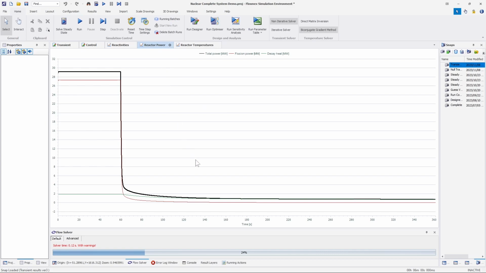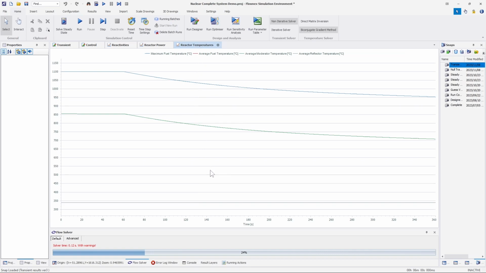The reactor power graph shows the fission power, decay heat, and total power. After 60 seconds, we can see a steep decrease in power, which resulted from a decrease in reactivity. After 80 seconds, we can see that the leftover decay heat mostly drives the total power in the reactor. This means that helium flow needs to be maintained through the reactor to ensure that the temperatures in the reactor don't increase.